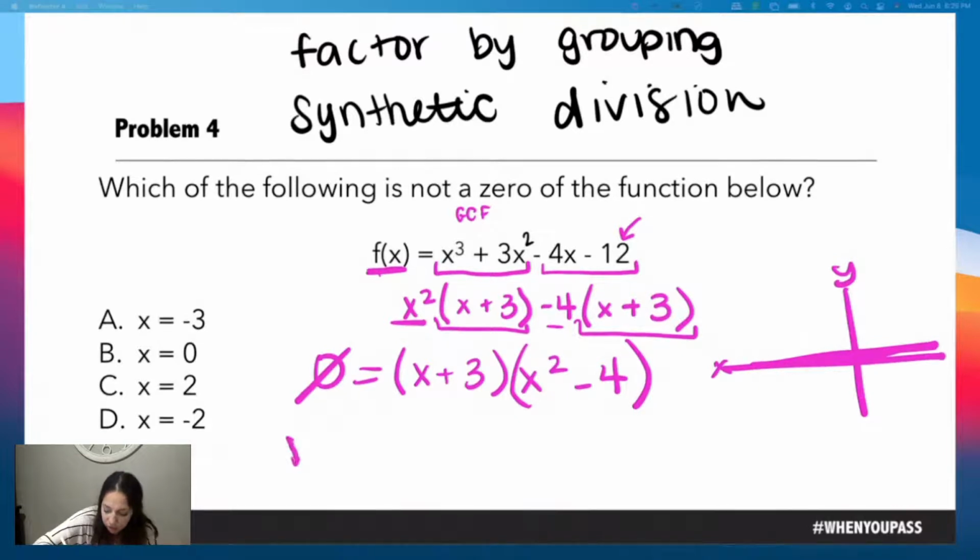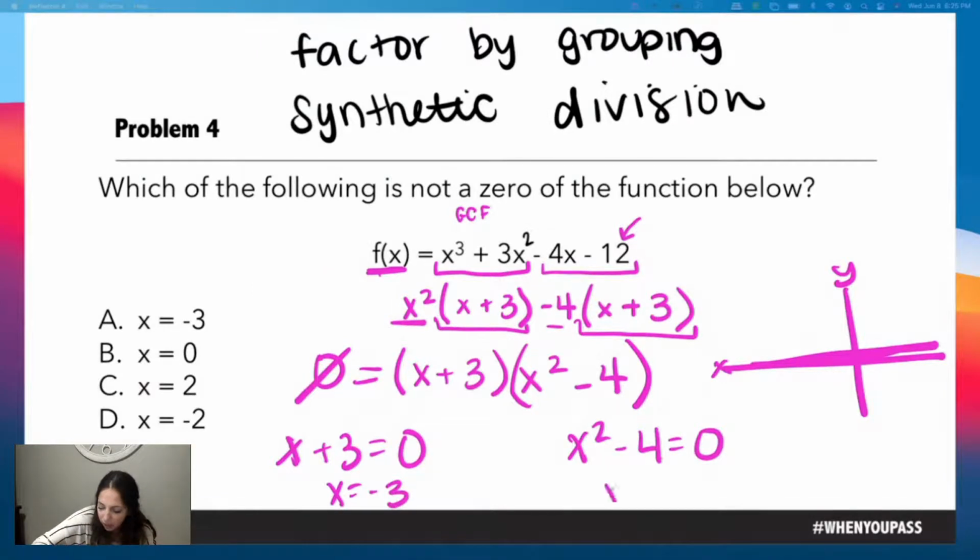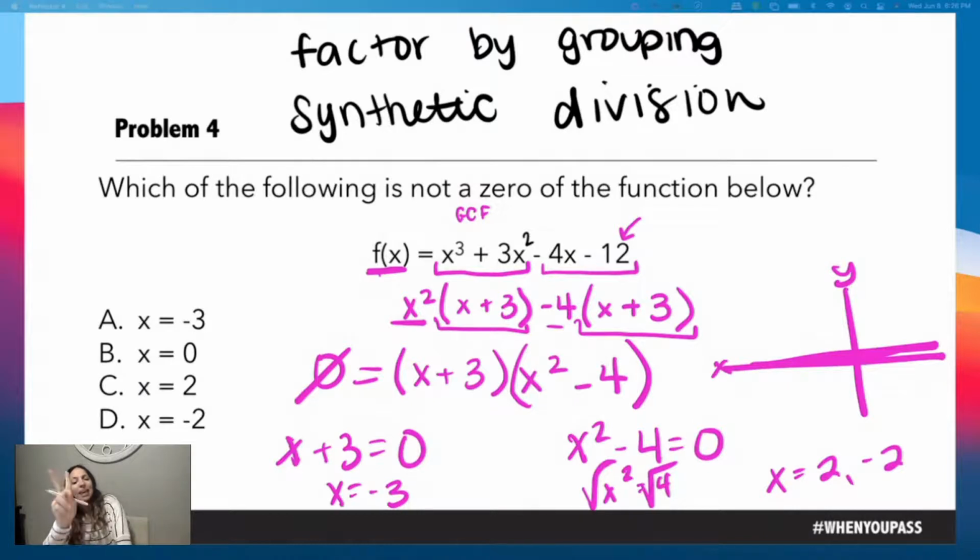Set them both equal to 0. x plus 3 equals 0. x squared minus 4 equals 0. x equals negative 3. And this one I can add the 4 to both sides. x squared equals 4, square root both sides. x equals positive and negative 2, because 2 times 2 is 4, and negative 2 times negative 2 is 4.